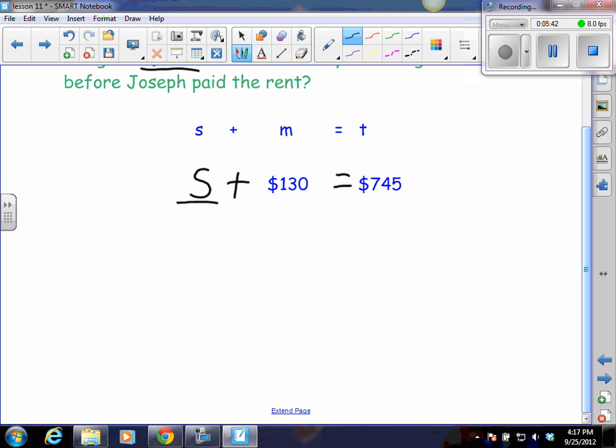And from our knowledge of fact families, we know that we can start to move numbers around. As we start to move numbers around, we can understand that 745 minus 130 is going to equal S. And so that's going to give us our S answer. So we're going to go ahead and solve.